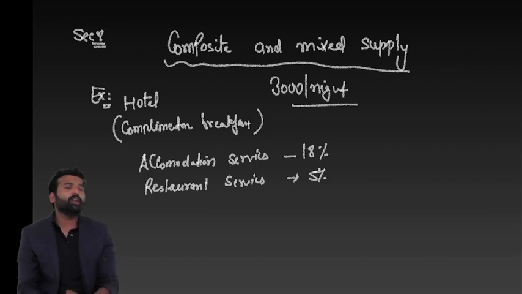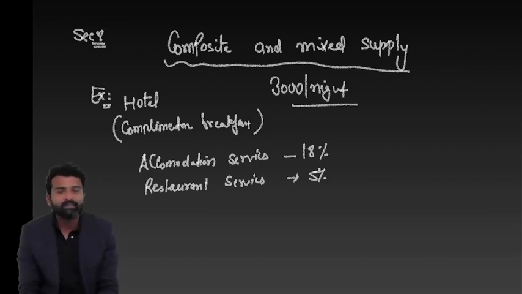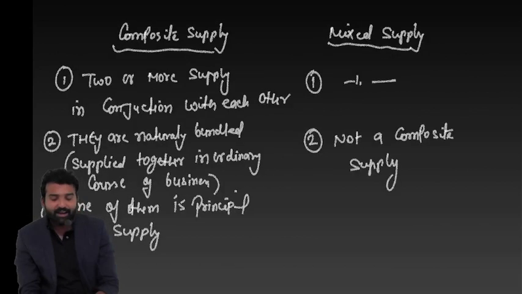You can find a lot of different scenarios in which you are paying for a combined supply, in which there are some goods, there are some services, different rates of goods and different rates of services. So in all these cases, what will happen? We can divide all the supply into two parts when there are two or more different supplies included.